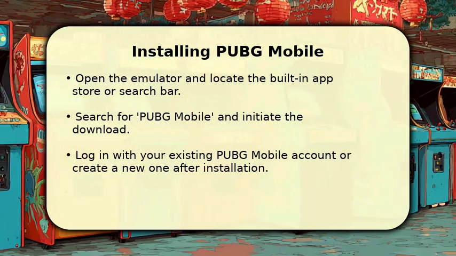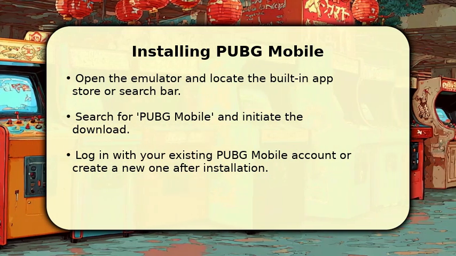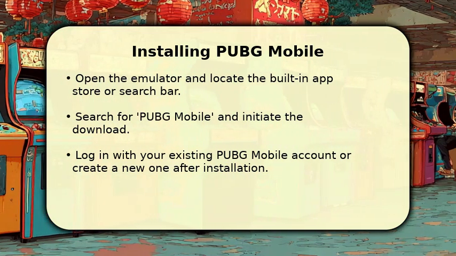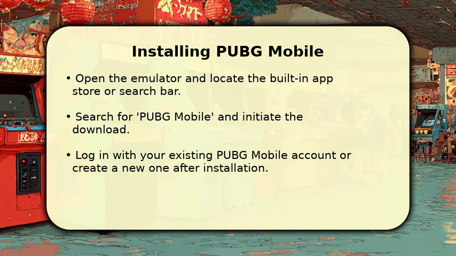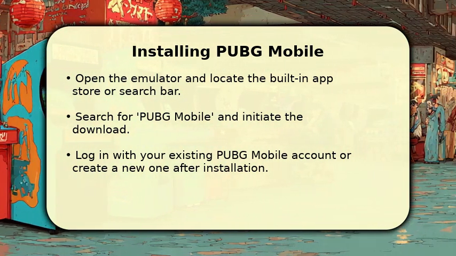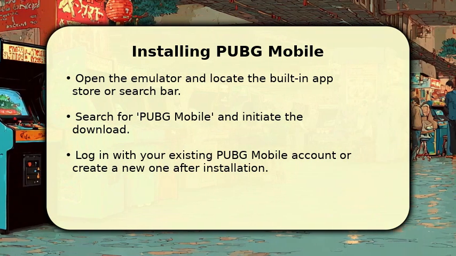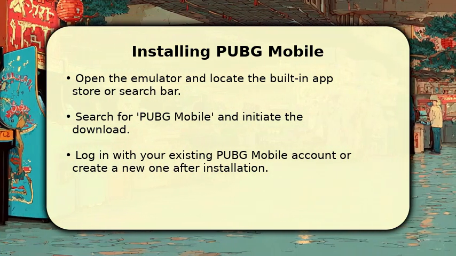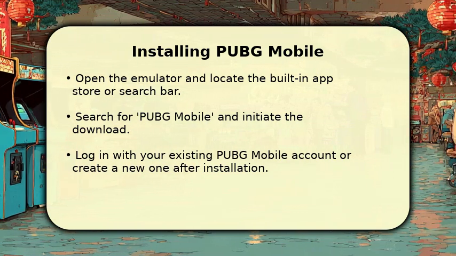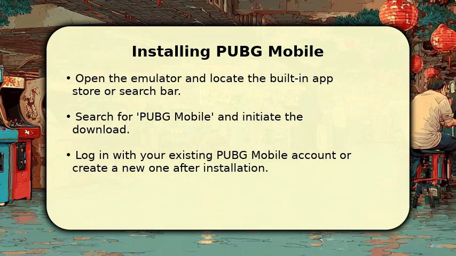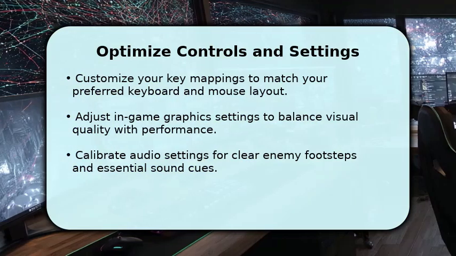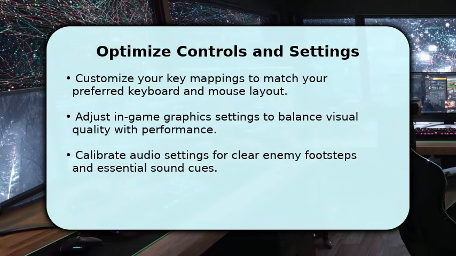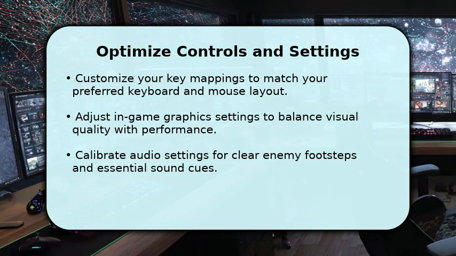Once your emulator is running, open it up and find the integrated Google Play Store or a similar app market within the emulator itself. Search for PUBG Mobile, then click Install and wait for the download to complete, which might take several minutes depending on your internet speed. After installation, launch the game and log in using your preferred method, whether it is Facebook, Google, or a guest account. Finally, fine-tune your gaming experience for maximum enjoyment and competitive edge.